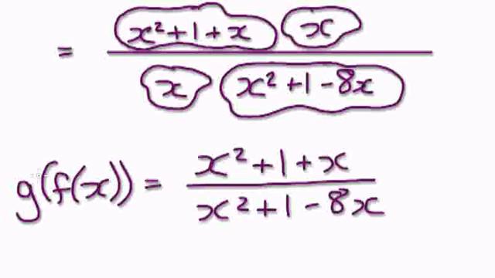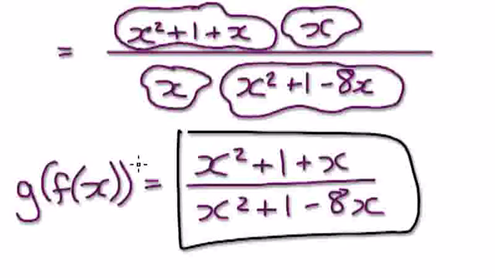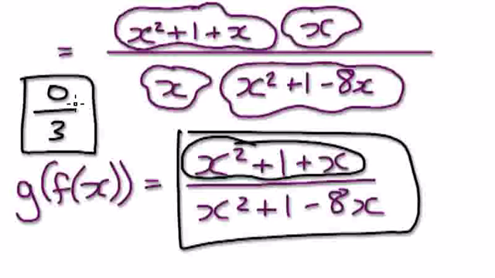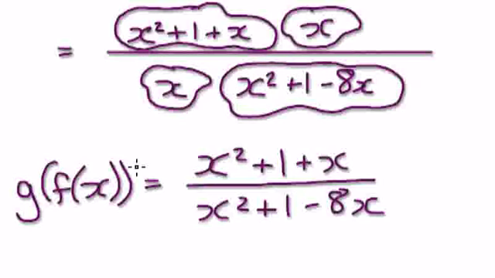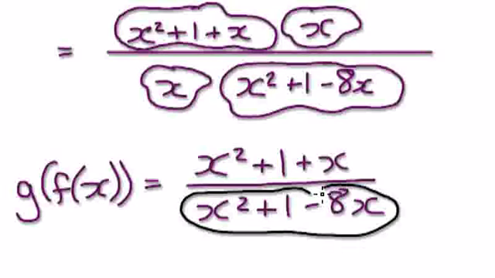Now you've got to ask yourself, when is it that this function breaks down? We don't care what's at the top, because you can have, let's say, 0 divided by 3. That is allowed. But it breaks down when you have, say, 3 divided by 0, or 1 divided by 0, or 0 divided by 0. Anything that divides by 0 breaks down. So this function breaks down whenever this whole thing here is 0.